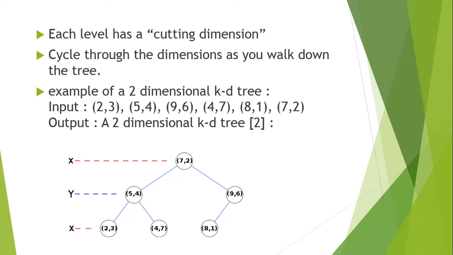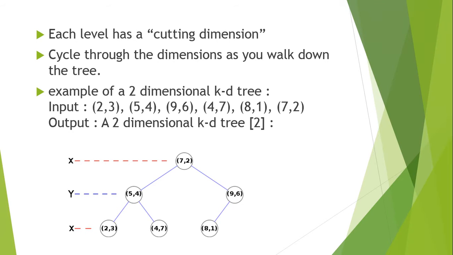But there is one key difference. Each time we move downwards, it is based on only one dimension. For example, all the nodes whose x values, that is the first values, are lesser than the x value of the root are placed towards the left, and all the nodes with x values greater than the x value of the root are placed towards the right. For example, 5, 4, 2, 3, 4, 7 all have x values lesser than the x value of the root.